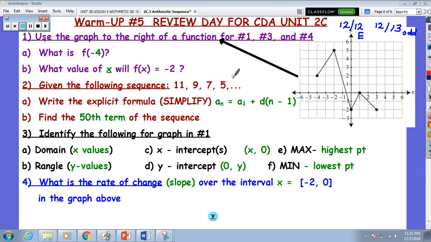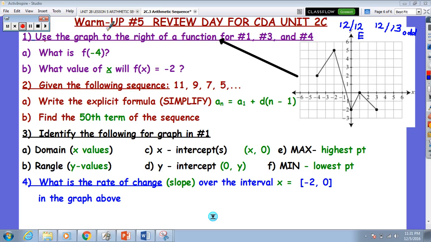Alright, so this is your warm-up for your review for your CDAs today. Make sure you have your dates correct and you have the title correct. All the words that are up here you should have on your paper. You should have copied down everything, including a graph, because the graph is going to help you to remember how to find each one of these based on your responses, okay?